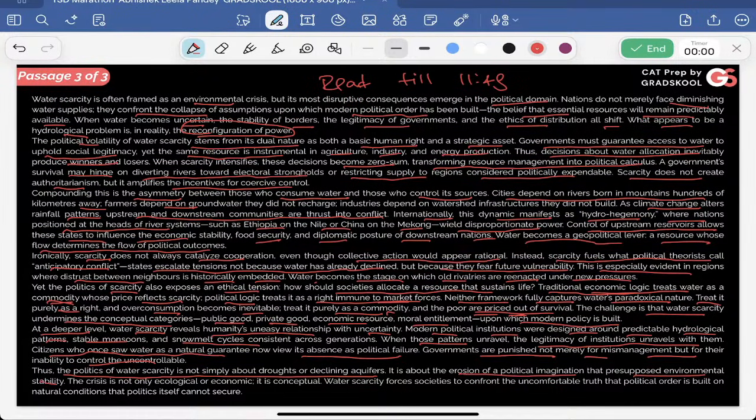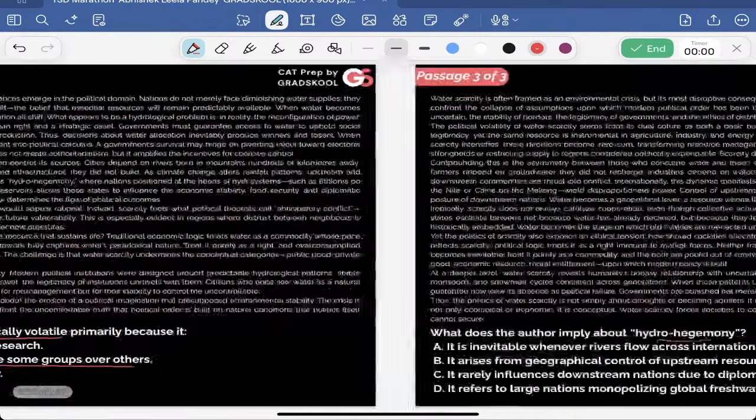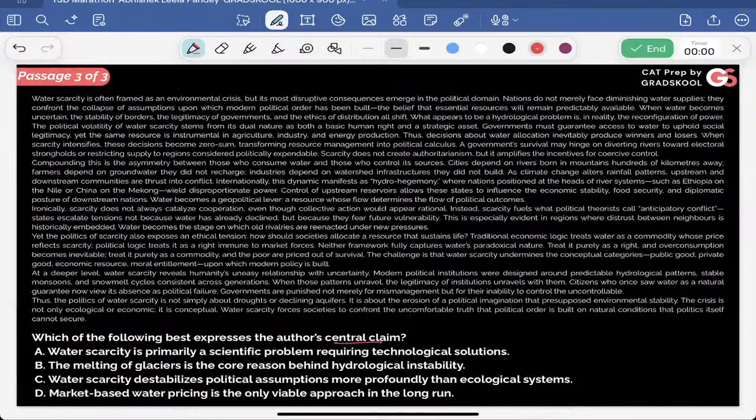तो पहले से था कि environment stable होगा, पानी मिलेगा, लेकिन ऐसा नहीं हो रहा है. This is the erosion of not the water, not the resources, but the political imagination. The crisis is not only ecological or economic, it is conceptual. Water scarcity forces society to confront the uncomfortable truth that political order is built on natural conditions that politics itself cannot secure. So I can just answer the main idea, central claim.